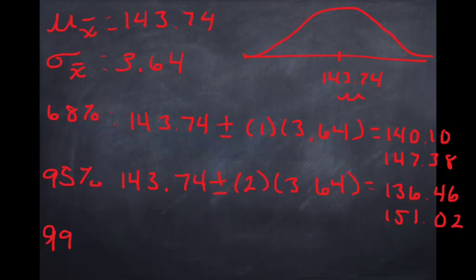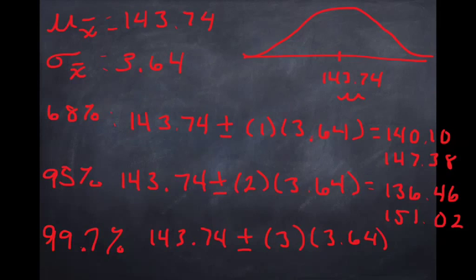And so lastly is the 99.7%, excuse me. 99.7% is 3 standard deviations from the mean. And so you're going to take your population mean, 143.74, plus or minus 3 times the standard deviation. You want to find those two values there. And if you do, I believe you should get 132.82 and 154.66.